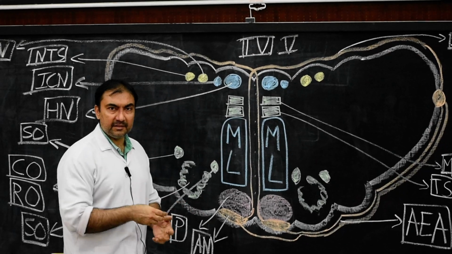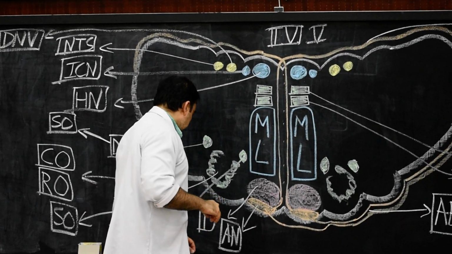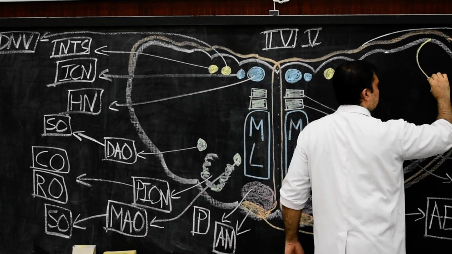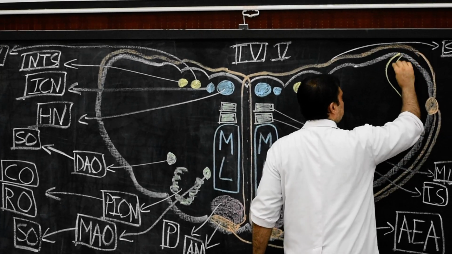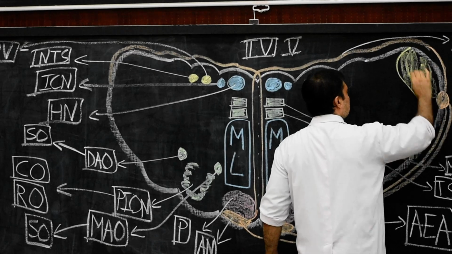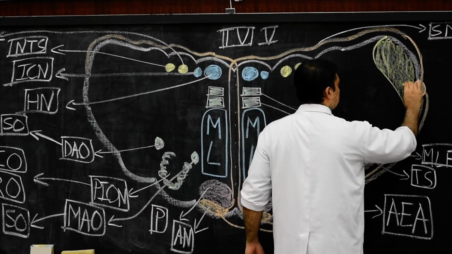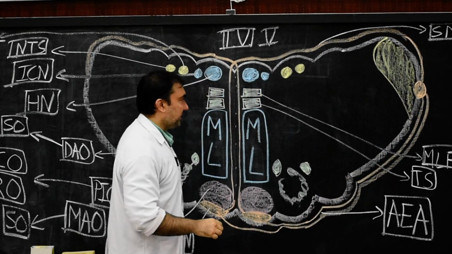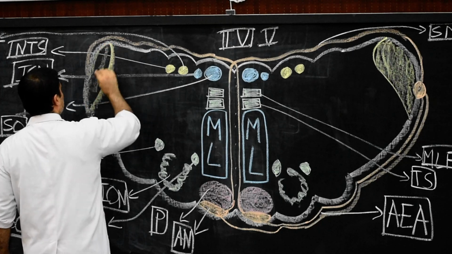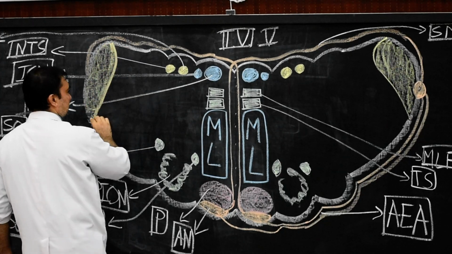Now in the lateral region, we will first draw with the yellow color the inferior cerebellar peduncle. See here, we are going to draw this structure, and this structure will be the inferior cerebellar peduncle. It will connect the medulla oblongata with the cerebellum. Same way over here, we are going to draw this structure, and this will be the inferior cerebellar peduncle.